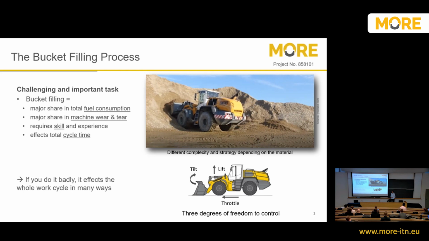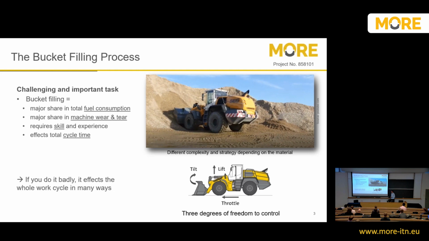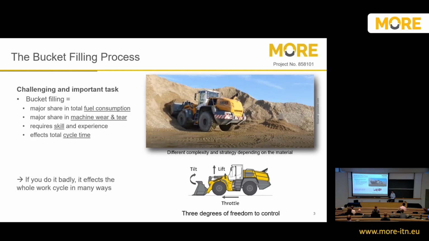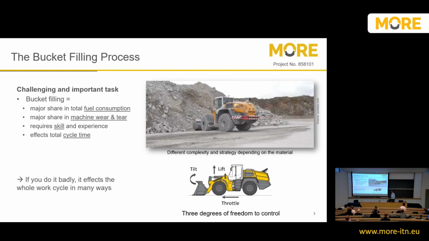And for the bucket filling task, we have 3 degrees of freedom. So you can lift the boom, you can tilt the bucket, and then you can use the throttle to go into the pile further. I also have a different example of a bucket filling. So this is also a human person loading some kind of stone or blasted material, which is much bigger rocks and so on. And here you can see that he really needs to use some different techniques. He needs to be more aggressive to get deeper into the pile and so on.